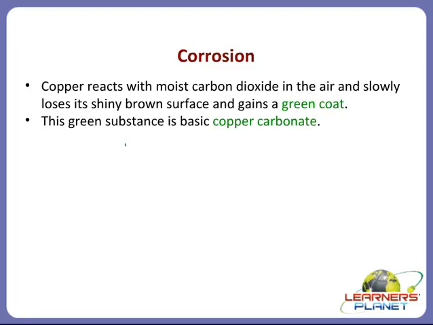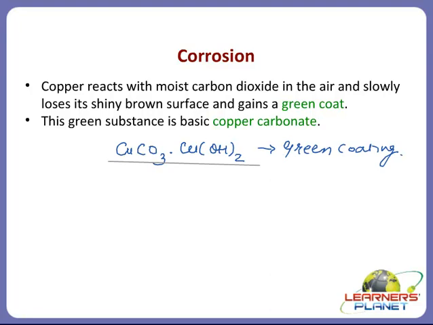It would be CuCO3. And it is basic also, meaning there has to be hydroxide. So it would be Cu(OH) whole twice. So children, this is the substance which gives the green coating to copper. This is the substance. So this is how copper gets corroded.